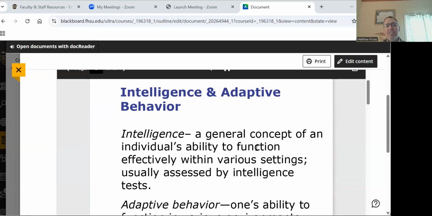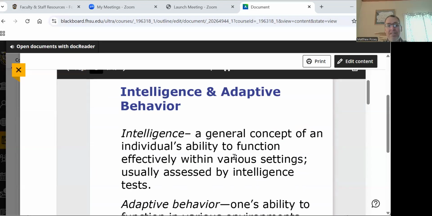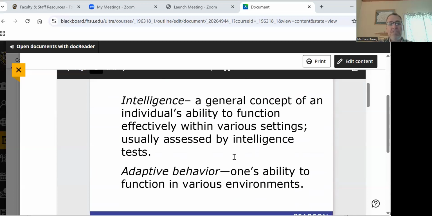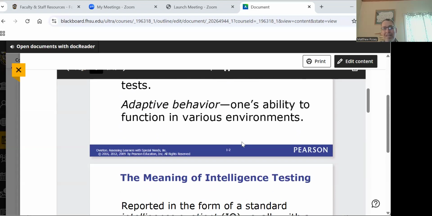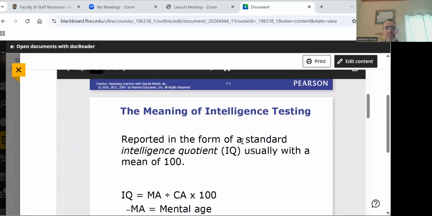So looking at intelligence, basically it's just a general concept of an individual's ability to function, and to function effectively in various settings. And so we usually assess that with an intelligence test. The WISC-5 is a very popular IQ test that's often administered. And then we talk about adaptive behaviors. Basically, as I mentioned, that's an individual's ability to function in various environments, performing just basic everyday skills.